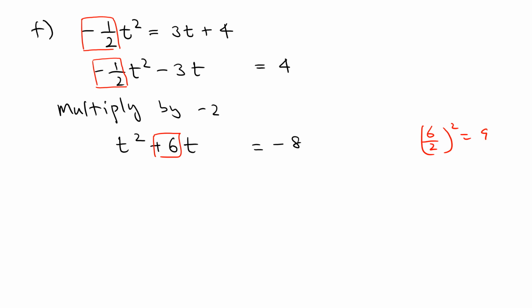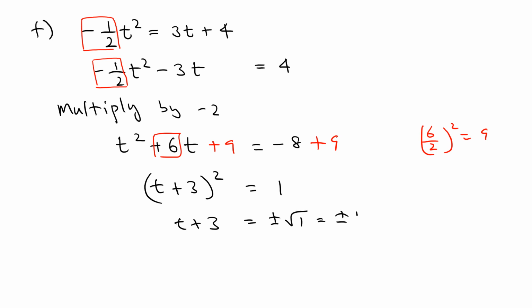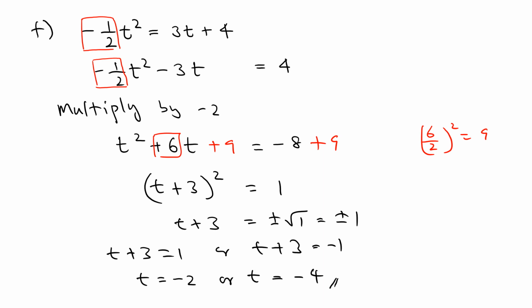So it's 9. We add 9 to both sides, and then this is simply t plus 3 squared equals, on the other side, 1, and take the square root. When you take the square root, you get plus or minus the square root of 1, which is plus or minus 1. Consider the two cases: t plus 3 equals 1 or t plus 3 equals negative 1. Subtracting 3, you get t equals negative 2 or t equals negative 4 as the solution. So you can see that's not that bad, and this is how we simplify this.